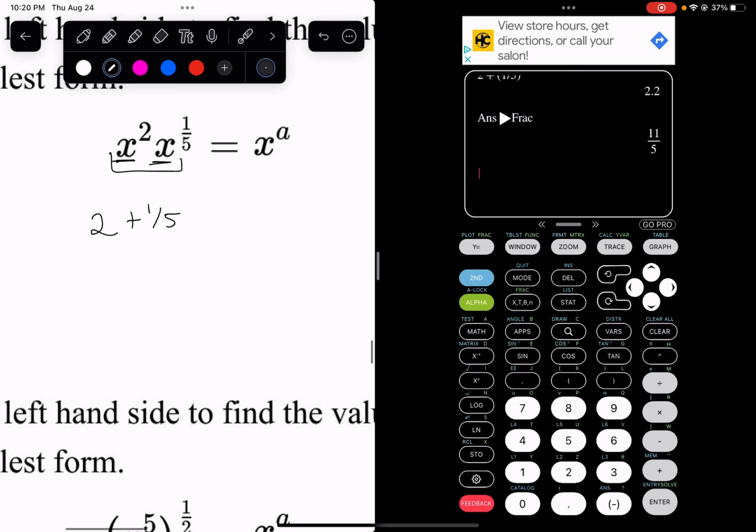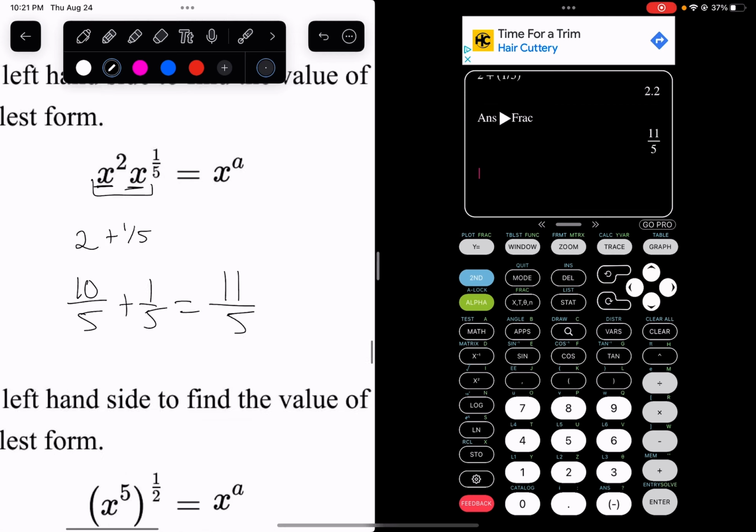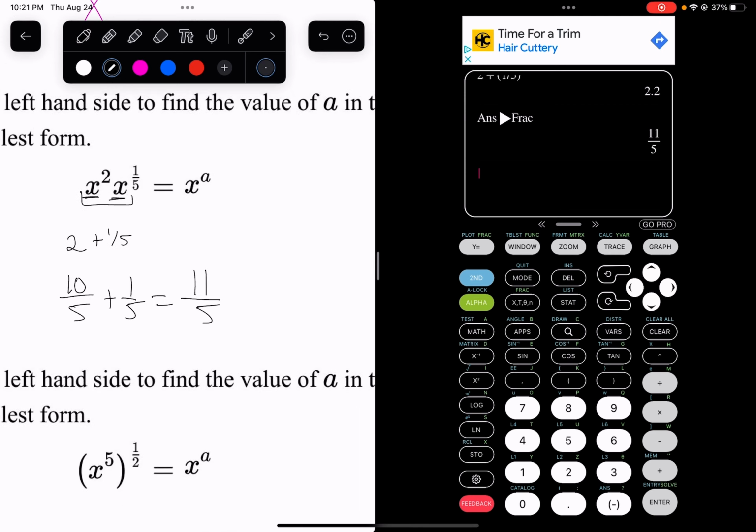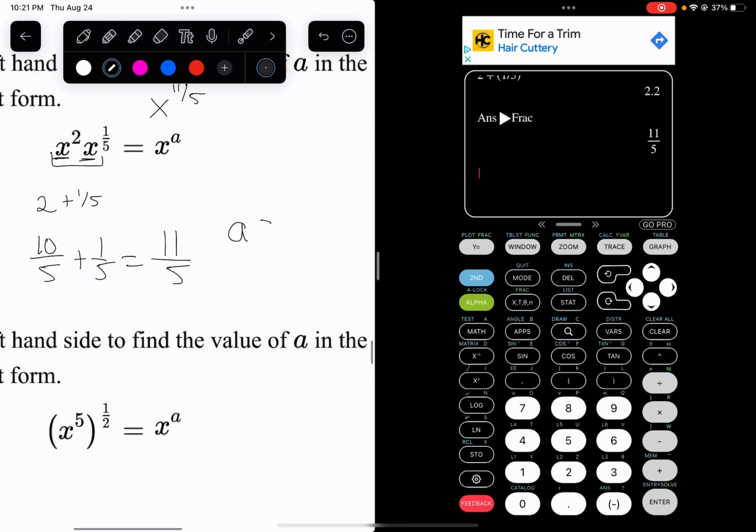I do think it's important, though, for you to know how to do this in your head. So when you're trying to add fractions, you need a common denominator. The denominator on my second fraction here is a 5, so I'm going to try and get my first guy to have a denominator of 5. So if I multiply it by 5 over 5, I get 2 times 5, which is 10, all over 5 plus 1/5. That gives me my 11/5. So what this means is that this expression is equal to x to the power of 11/5. So a is equal to 11/5.